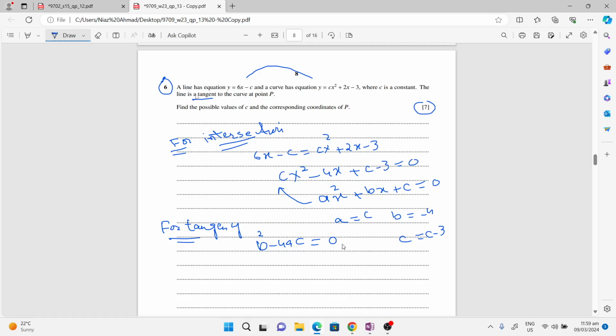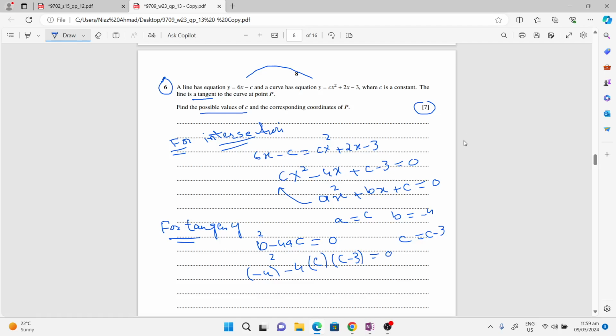So my b square, my b is negative 4, so I'm putting my negative 4 over here, so it will be negative 4 square minus 4a. What is my a? My a is c, and my c is itself c minus 3, and that is equal to 0. So find the possible values of c. Our task is to find the possible values of c and the corresponding coordinates of p.